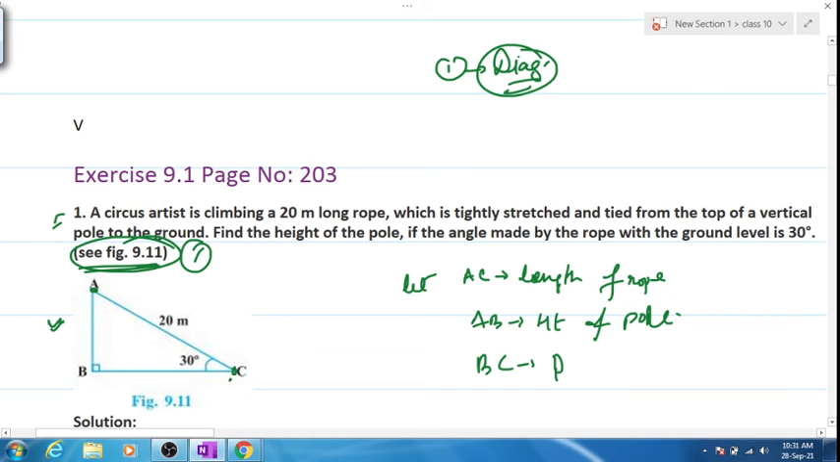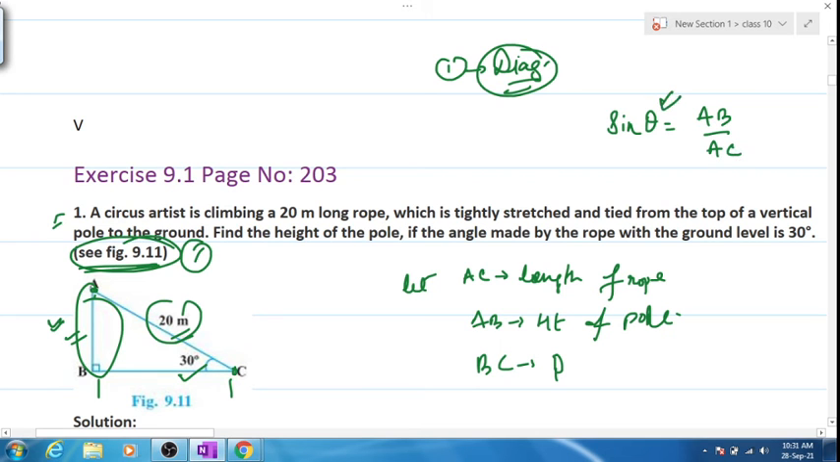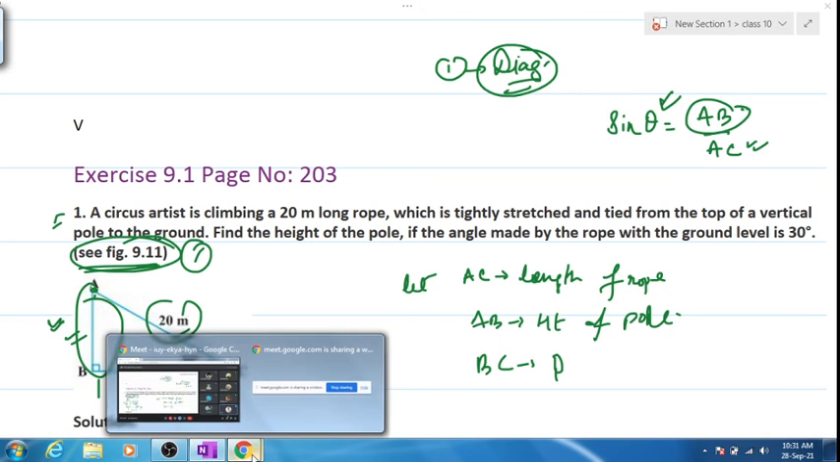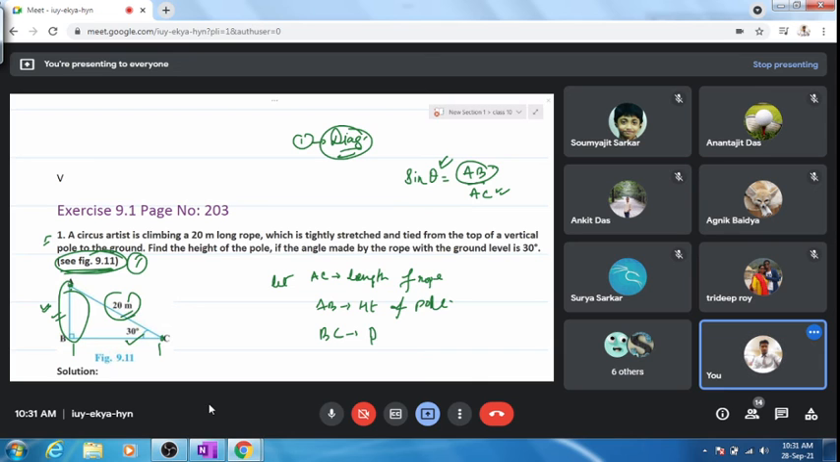Okay, BC is the pole distance from the ground. Now, since you have to find this, can anybody tell me, if we have an angle and if we have the hypotenuse, how will we find the perpendicular? Can we use sine theta, which is AB by AC? We know theta out here and we know AC out here. Can we calculate AB, which also happens to be the height of the vertical pole? Yes or no?